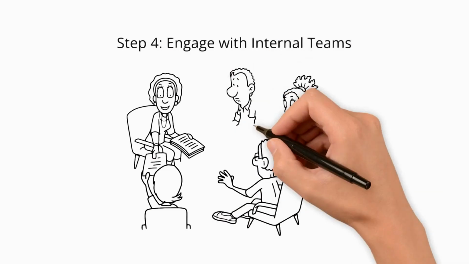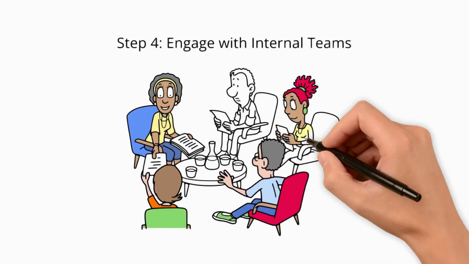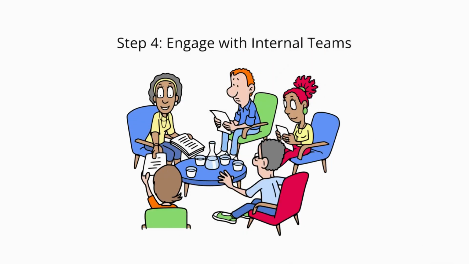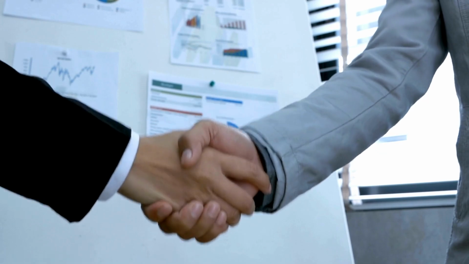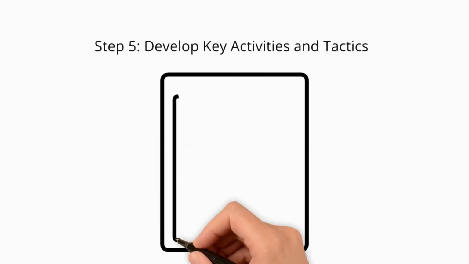Step 4. Engage with internal teams. Cross-functional collaboration. Work closely with marketing, sales, regulatory affairs, and other relevant departments to gather insights and ensure a cohesive approach. Internal consensus. Achieve consensus on the strategy by involving key internal stakeholders in the planning process.